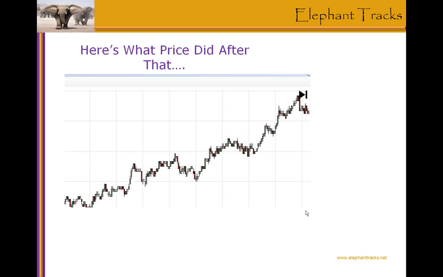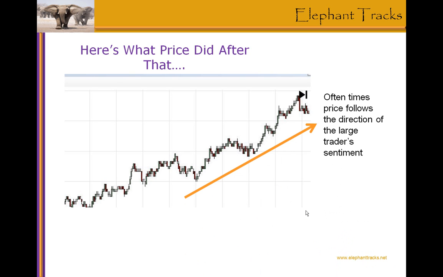We talked a little bit earlier about what price did after that big influx of buying on the side of the large trader. Here, this arrow highlights that, and we do find that oftentimes price follows the direction of the large trader sentiment. It doesn't go straight up if they're buying, but with that information, it does give us some insight into how likely this price is going to be supported as it goes up.